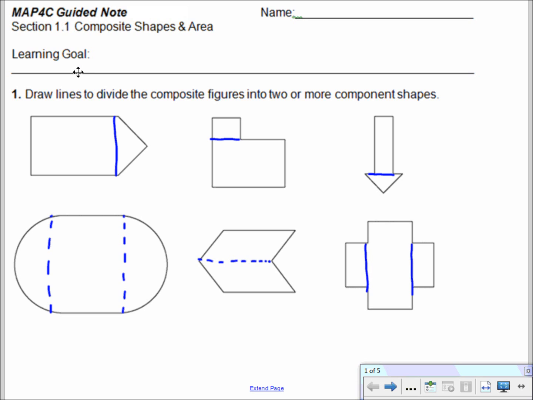And then this one, everyone always argues. 3 rectangles, you can do the lines across the top. Again, it doesn't matter as long as they're recognized shapes. It does not matter as long as they're recognized shapes. Okay.